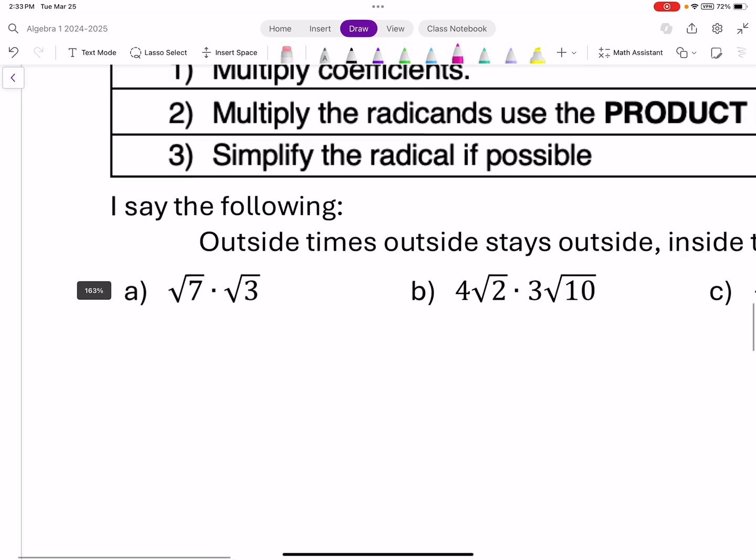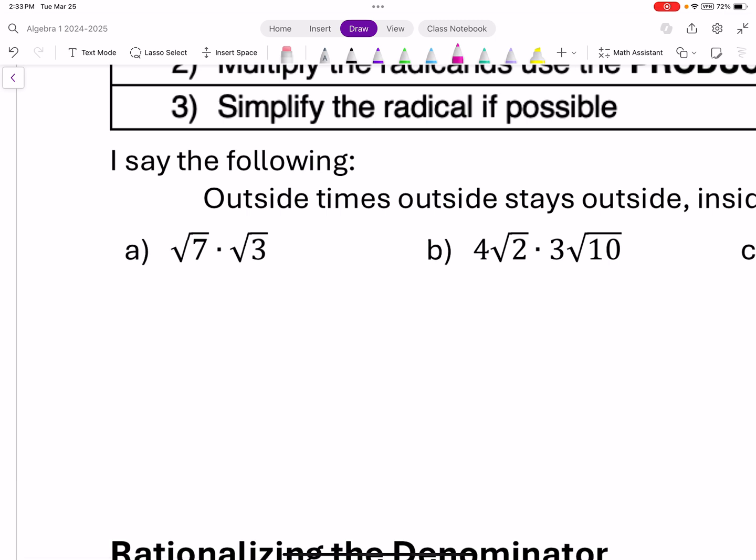Okay, so here on letter A, these are both inside, so I'm just going to multiply them inside. 7 times 3 is 21. We cannot break up 21, so that is as simplified as we can get.